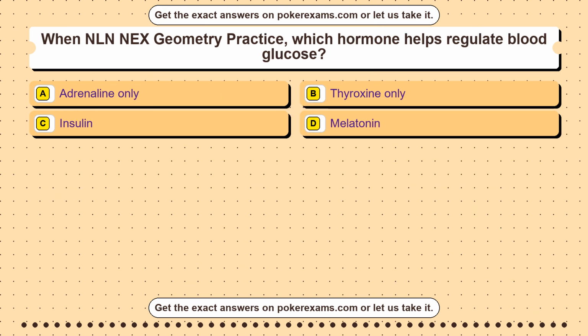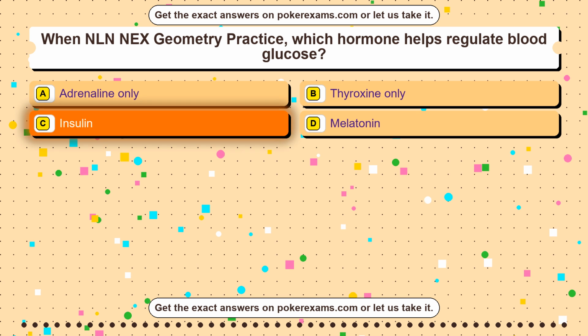Question 19. When get geography practice, which point is on the y-axis? Option A, (3, 2). Option B, (4, 4). Option C, (0, 5). Option D, (5, 0). The correct answer is option C, (0, 5).